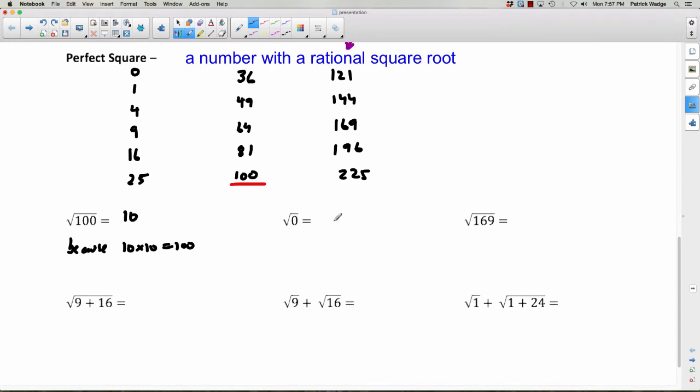Square root of 0, 0. How come? Because 0 times 0 is 0. Square root of 169. Yeah, it's on the list here, so it must be a nice whole number. Square root of 169 is 13. How come? Because 13 times 13 equals 169. These are the actual answers here. You don't have to put the because part. I'm only putting that in case you're having trouble understanding.